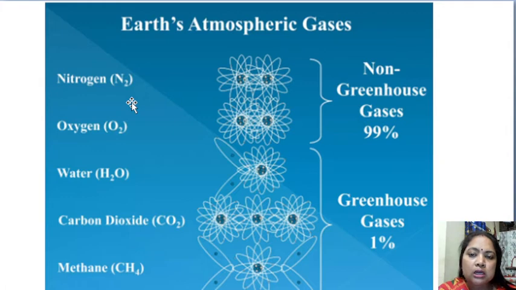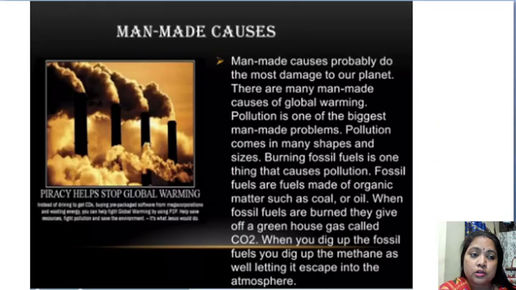So you know what the non-greenhouse gases are, like nitrogen, oxygen. Okay, nitrogen and oxygen. Water vapor comes under greenhouse gases. So in the 1% greenhouse gases, carbon dioxide, methane, water vapor are the main types of greenhouse gases which add temperature in the surrounding.